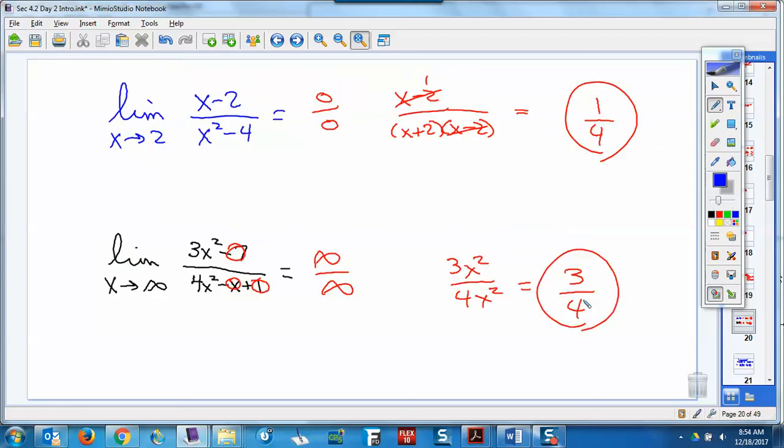Okay? All right. So back to these two that we just did. Once we got to here, we could have said, aha, we could use L'Hopital.